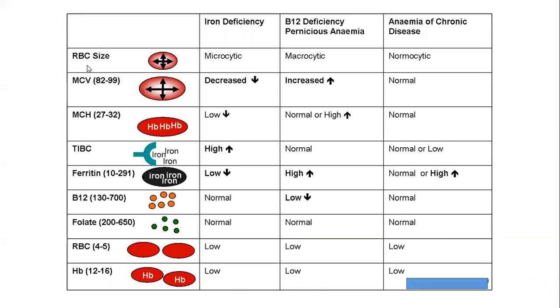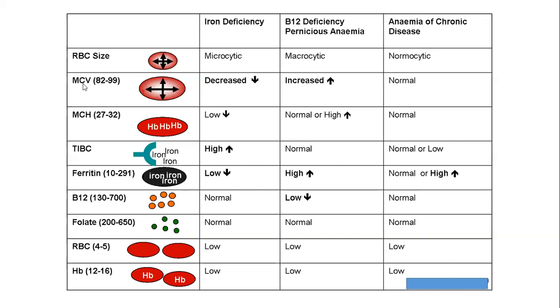Here we are showing the red blood cell size and iron. In case of iron deficiency, size is micro, meaning smaller. Folate deficiency or B12 deficiency, the anemia developed is called pernicious anemia. Pernicious anemia occurs because of vitamin B12 deficiency, and the red blood cell is macro, meaning bigger, megalocyte. In anemia of chronic disease, red blood cell size is normal.